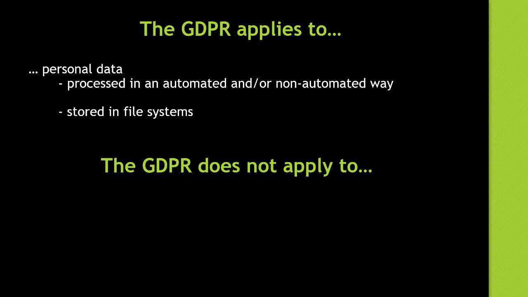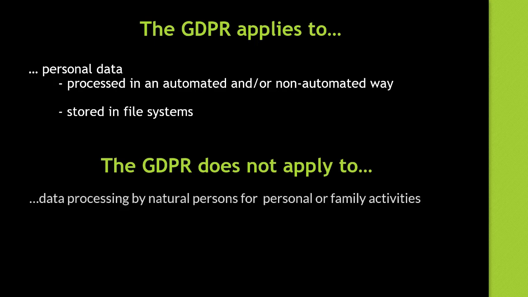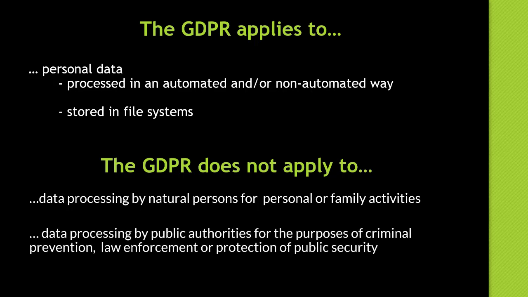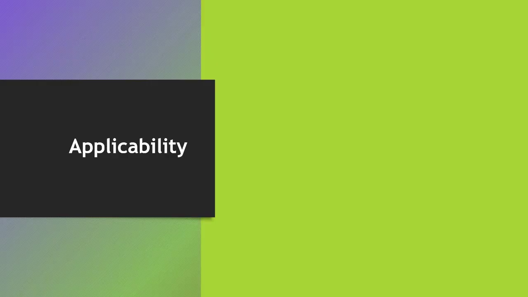However, the GDPR does not affect data processing by natural persons for the sole purpose of performing personal or family activities. But keep in mind, the publishing of such data, for example on social media, does not count as a personal or family activity. And the GDPR also does not apply to processing by public authorities for the purposes of the prevention, investigation, detection or prosecution of criminal offenses, or the execution of criminal penalties, including the safeguarding against and the prevention of threats to public security. Also, it is important to note that the GDPR is always about data of natural persons.